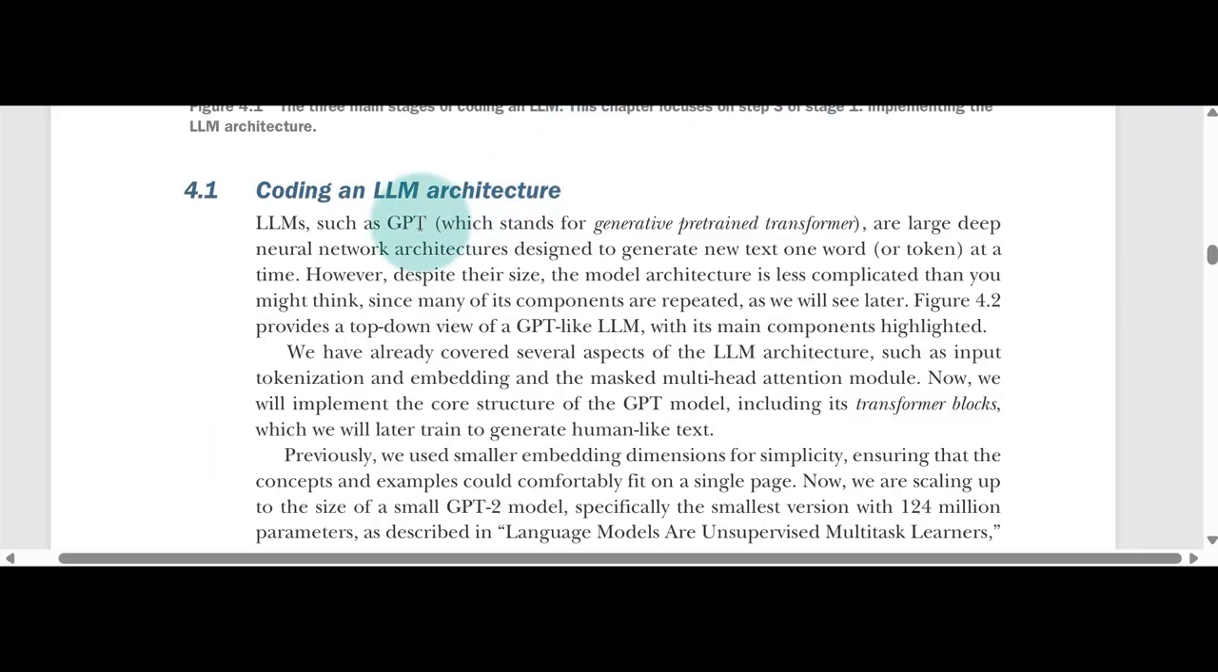So what does GPT stand for? Generative Pre-trained Transformer. So it must have something to do with the transformer, but we haven't finished coding. We've developed some of the parts of a transformer, but we haven't done the whole thing yet. So he says that we've already talked about tokenization and embedding and multi-head attention and even masked multi-head attention. Now we want to implement the core structure of the GPT model, including its transformer blocks, which we will later train to generate human-like text.